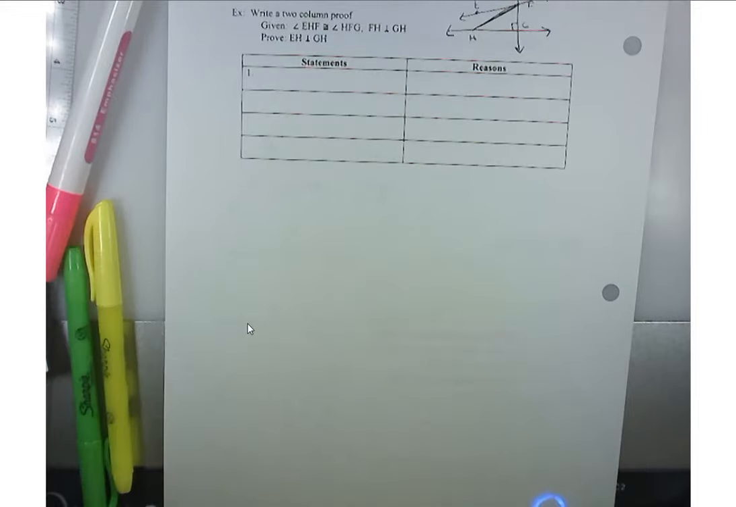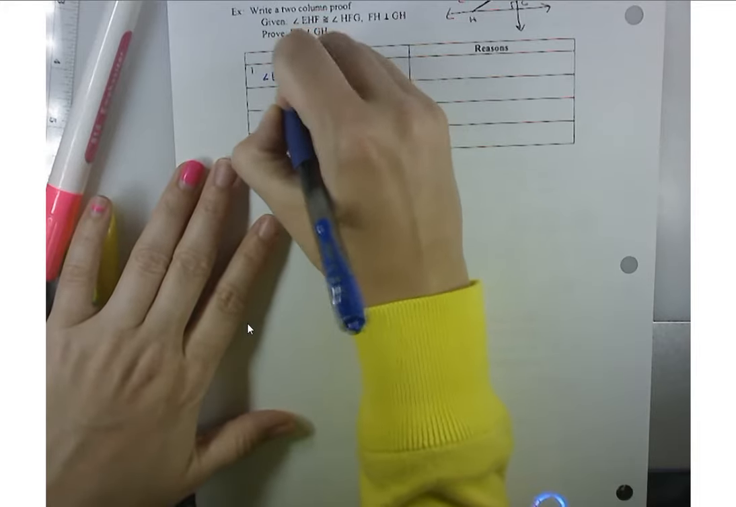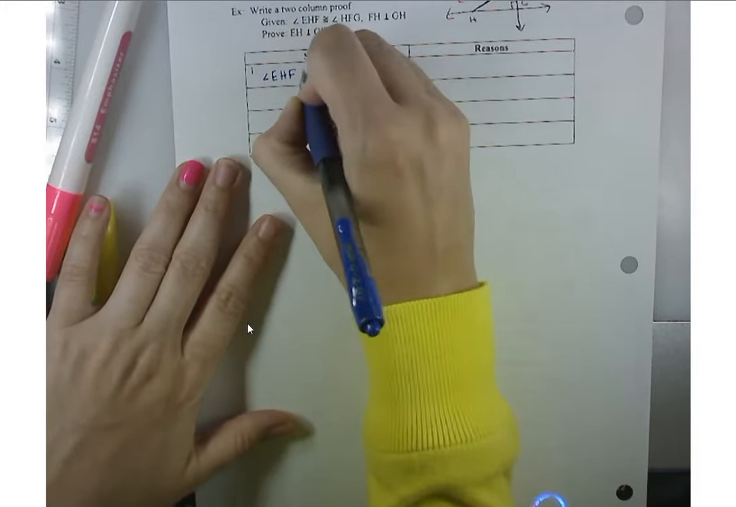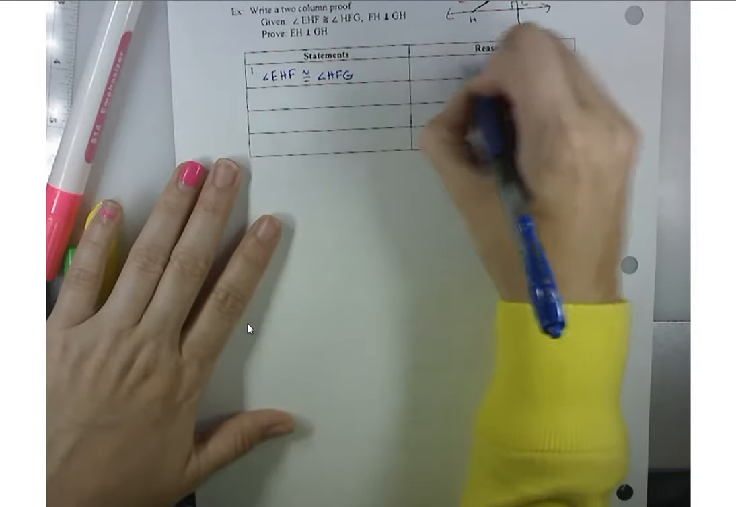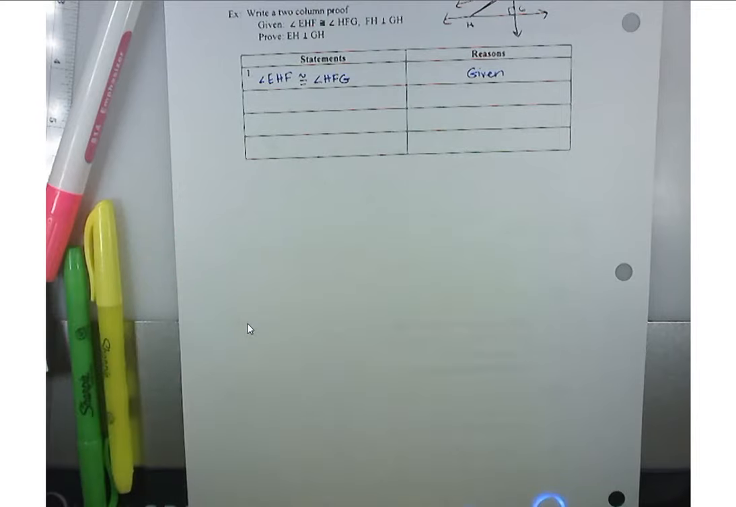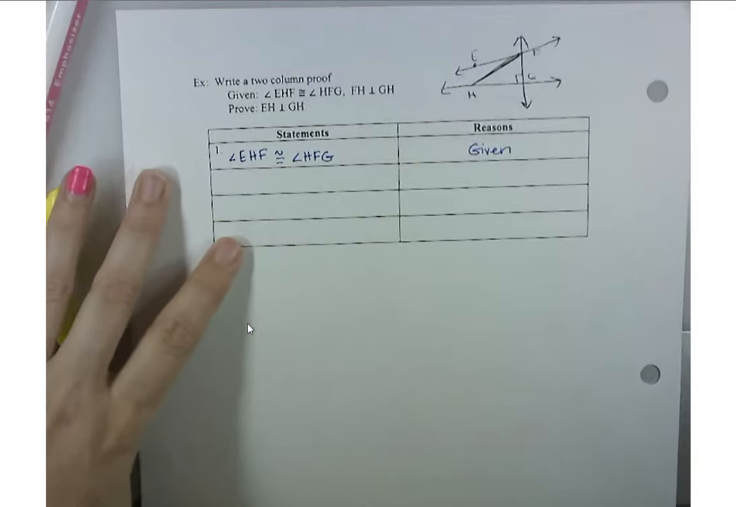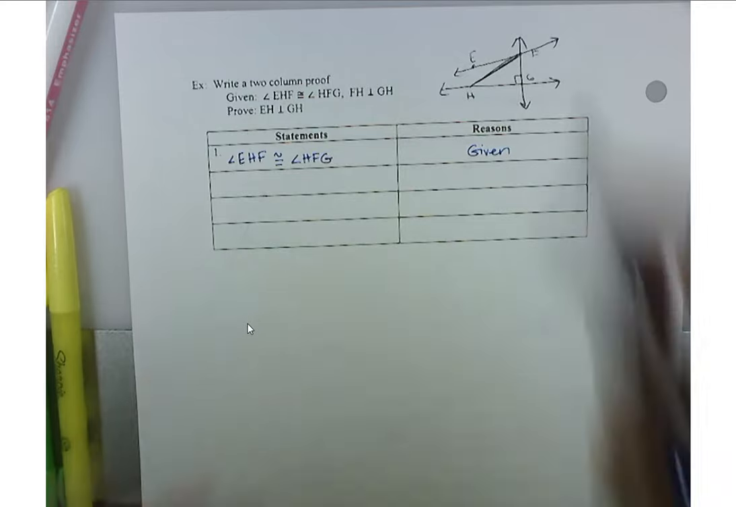Okay, so we're going to start out with just one of our given statements. So angle EHF would be congruent to angle HFG. And that would be given. Okay, so whenever I write that down on my statements and my reasons on my actual proof, I also like to mark it off in my diagram to help me get a better picture of what's going on.